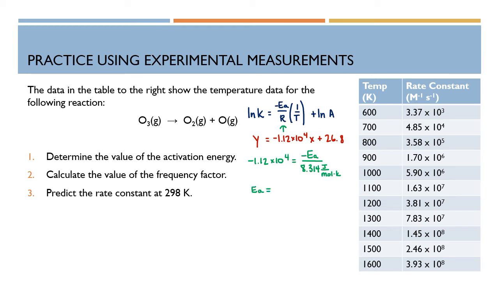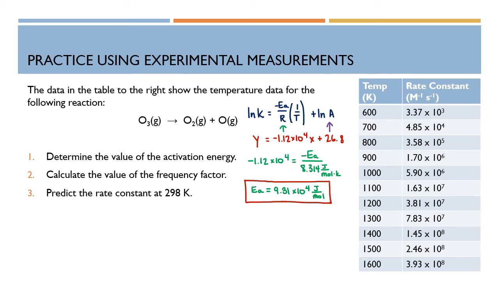So if I just take 8.314 times negative 1.12 times 10 to the fourth, the activation energy, by the way, is also written as a negative, so the two negatives cancel out. And I get 9.31 times 10 to the fourth joules per mole. The kelvins cancel out because they're actually multiplied by 1 over temperature, so that doesn't get included in my activation energy. So 9.31 times 10 to the fourth joules per mole. I used that equation and my data to determine this.